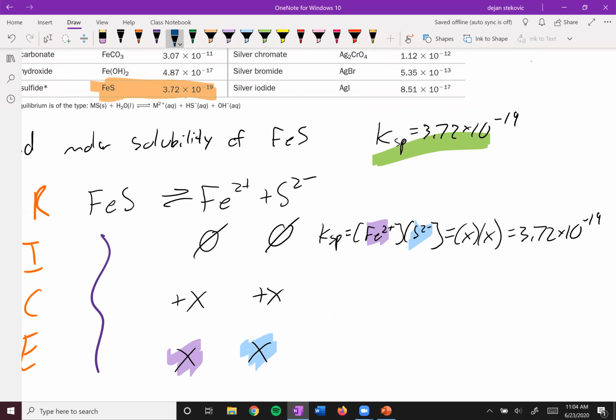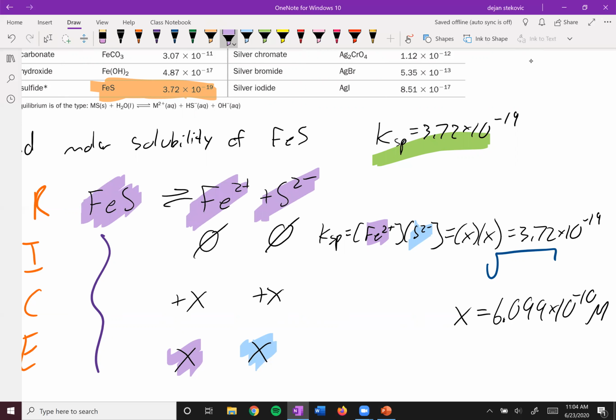And so what we have to do to solve for x is just take the square root of both sides. And in this case, our x is equal to 6.099 times 10 to the negative 10 molar, right? And in this case, for every one iron sulfide that dissolved, we're only going to get one iron or one sulfide. So it's going to be equal to our x values. And so again, this is our molar solubility. So if you set it up like this, your molar solubility will always be equal to x.